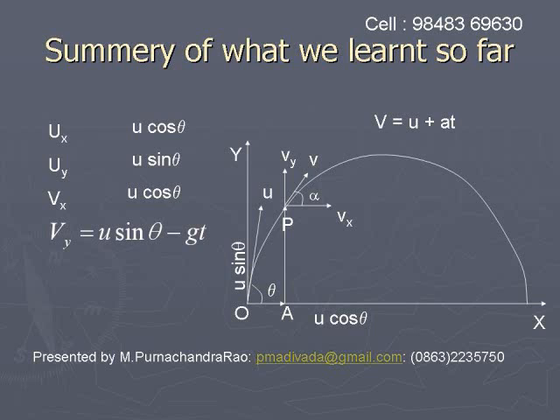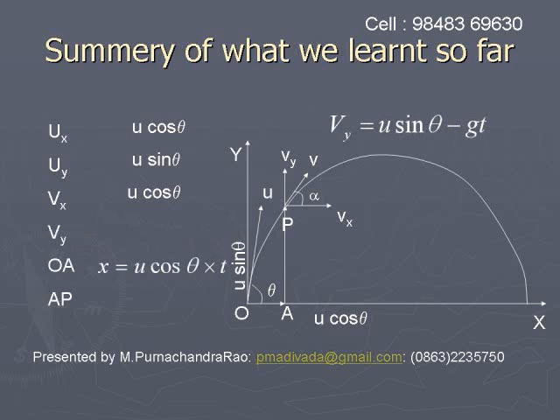And then we determined the velocities along the x-axis and y-axis after a time t. We obtained the velocity along the x-axis is a constant, which is u cos theta. Along the y-axis, the velocity is vy, which is equal to u sin theta minus gt. And the displacement of the projectile along the x-axis is OA, given by x is equal to u cos theta into t. And the displacement along the y-axis is AP, which is equal to y, and it is equal to u sin theta t minus half gt square. Like this, we determined the displacements and velocities along the x and y axes.